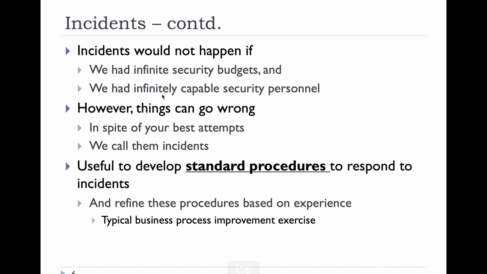Another reason is that we also don't have an infinite amount of capable security personnel. We have a limited number of people that are going to be taking shifts and monitoring the devices, such as intrusion detection systems, log files, and firewalls. Because we don't have an infinite number of people for each of those devices and each of that software that we use in this company, then we might have an incident. So because things can go wrong in spite of all of our best attempts, we call those that happen from a security perspective in a business setting an incident.